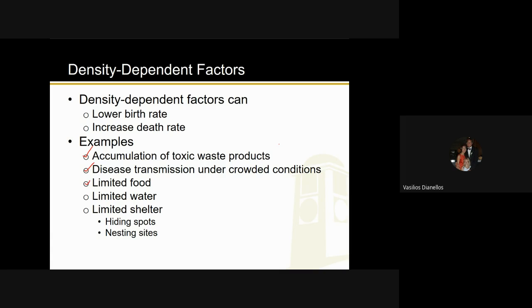Obvious ones: limited food, you starve to death; limited water, you'll get dehydrated and die; and limited shelter, right? If you don't have places to hide, places to live, places to nest, then you're probably going to be eaten or die from the elements, right? So again, for the exam, I'll probably just give you some example of a density dependent factor, and you need to recognize it as a density dependent factor. And the way you would do it, you think to yourself, okay, is this something that would matter if population density matters with this or not? And if it does, then it's density dependent. Any questions about this slide?